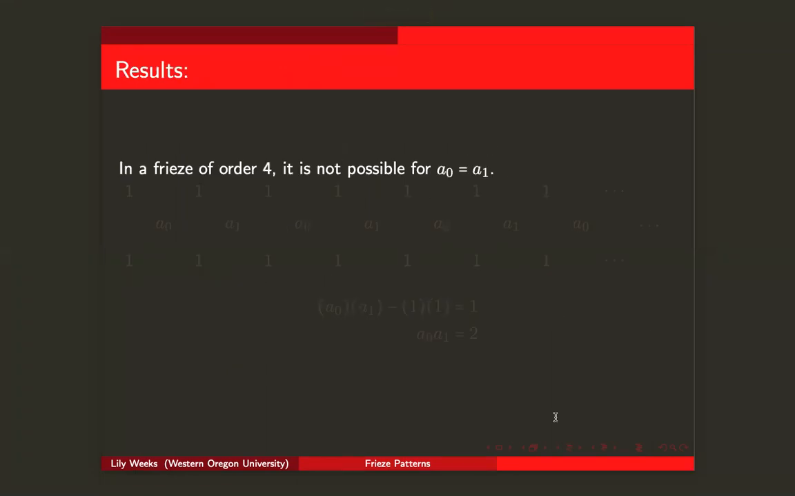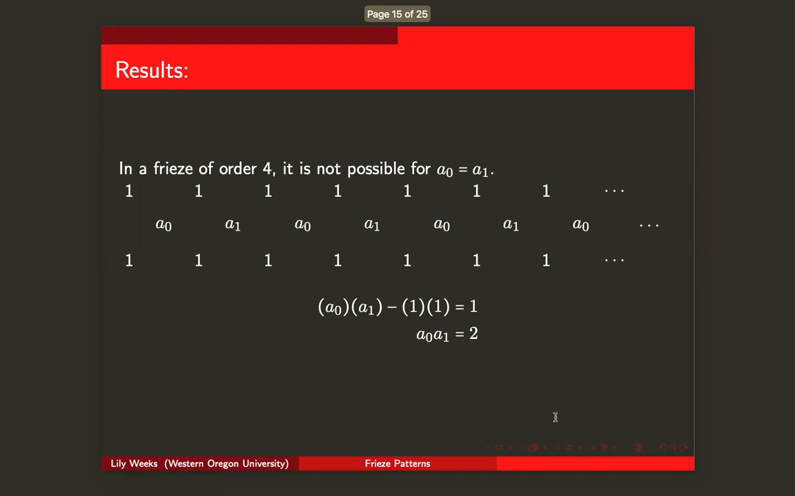Now about some results. If we consider a frieze of order 4, I claim that it is not possible for A0 to equal A1. Here I've produced a frieze of order 4 using the triangulated polygon. And according to the diamond patterns, as shown previously, the following relationship needs to be true. A0 times A1 minus 1 times 1 must equal 1, which shows us that A0 times A1 must equal 2. Since 2 is a prime number, the factors of 2 are 1 and 2 only. So either A sub 0 must equal 1 and A1 must equal 2, or vice versa.